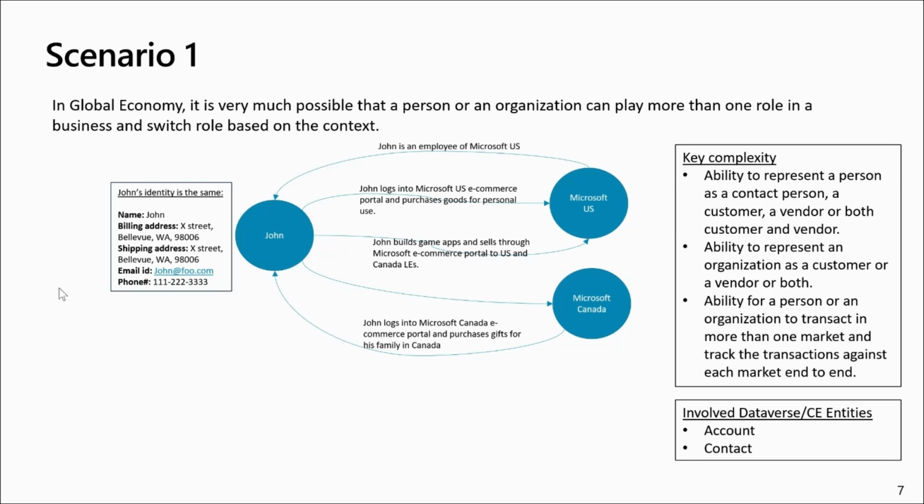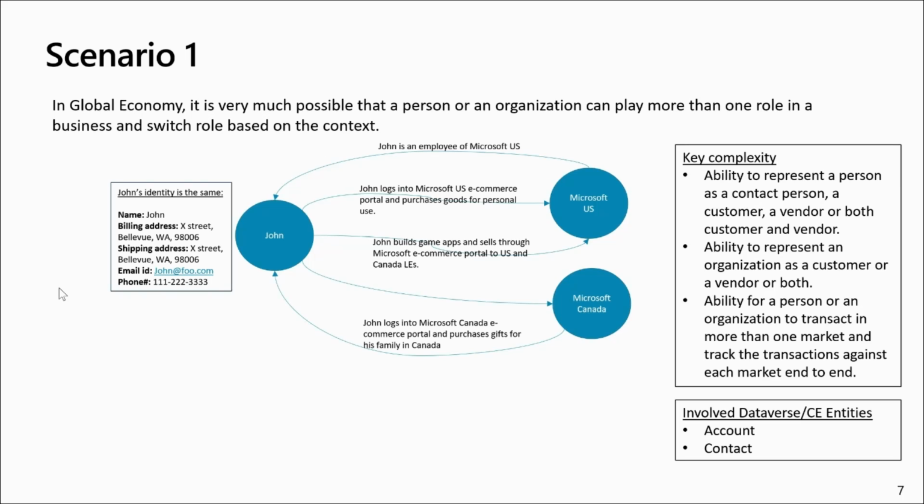Similar situation can arise. For example, John builds games and sells through e-commerce portal of Microsoft. Then he can be a vendor to Microsoft as well, right? So if you look at John as a person, he has some attributes which are not going to change. For example, the name of a person or an organization, some of the contact information like email, phone, etc. They don't change quite often. So that becomes a party.